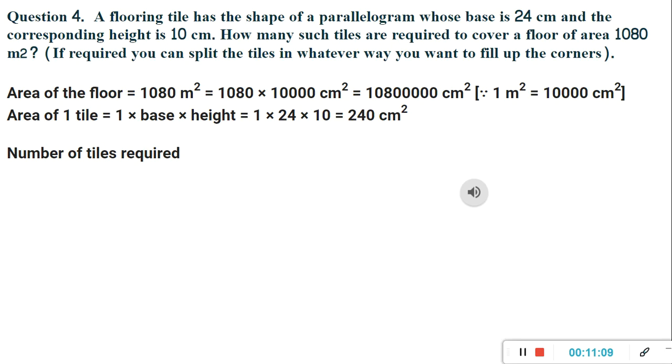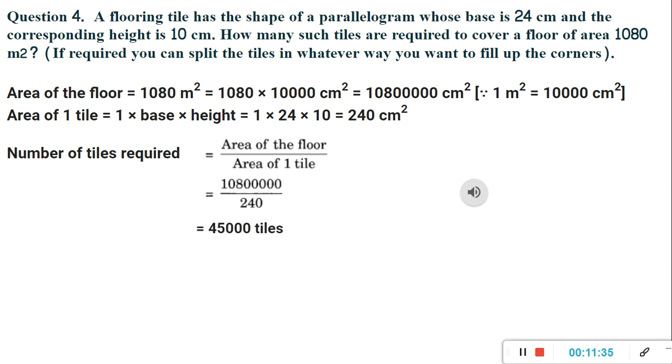Centimeter square. Now the area of one tile is equal to base into height. So that is 24 into 10, which is equal to 240 centimeter square. Now we want to find the number of tiles required. So the area of the floor divided by the area of one tile. That is equal to 108 and 5 zeros divided by 240. 0 will cut. 24 in 1080 goes 45 times. Now 3 zeros are there. So 45,000 tiles are required to complete the area.